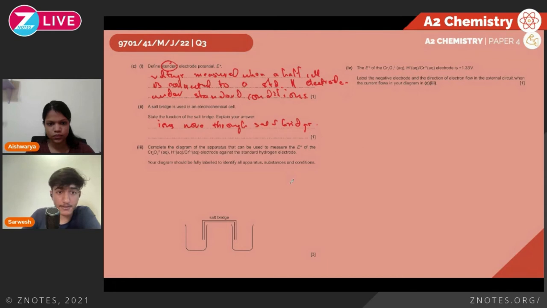Complete the diagram of the apparatus that can be used to measure the standard electrode potential of Cr2O7 2- / H+ (aq) / Cr3+ (aq) against the standard hydrogen electrode. So on the left side, we will be drawing the standard hydrogen electrode. You've got the platinum black over here. This gets connected to the voltmeter. Over here, your hydrogen gas will escape, H2(g).